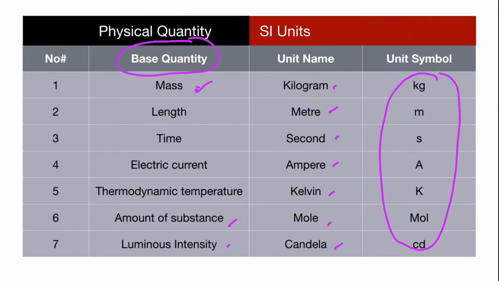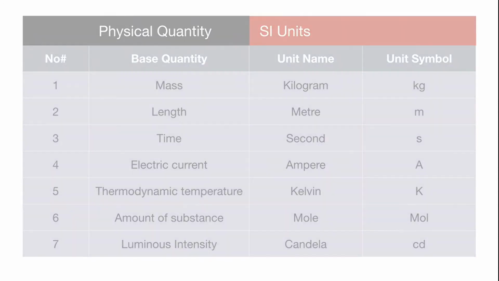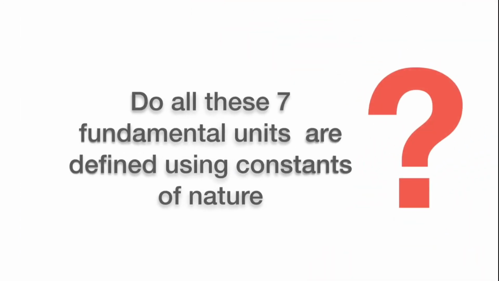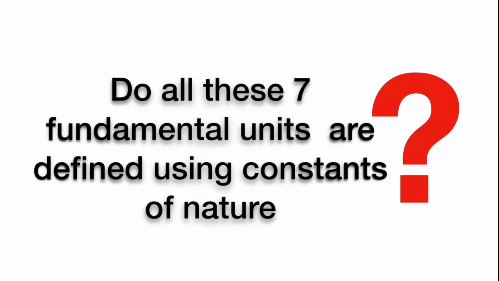We have seen that the unit meter, which measures length, is defined by using a constant of nature, the speed of light. What do you think about the other fundamental units? Are those units also defined by using a constant of nature? Explore the answer and put your comments in the description box.